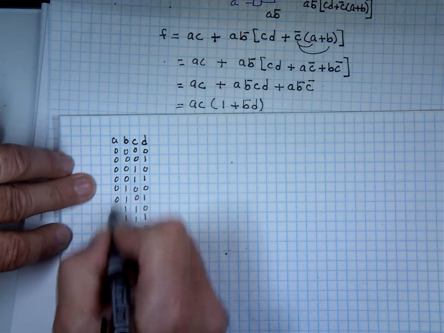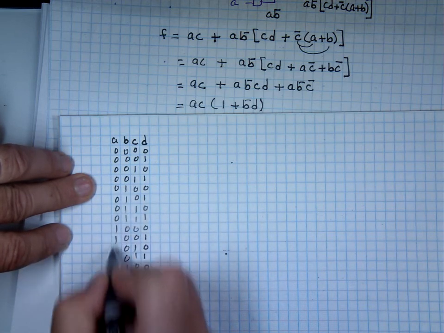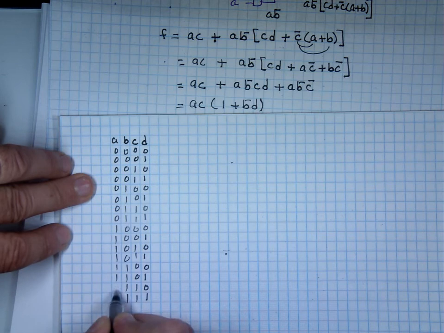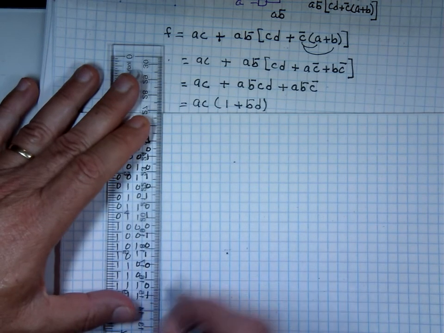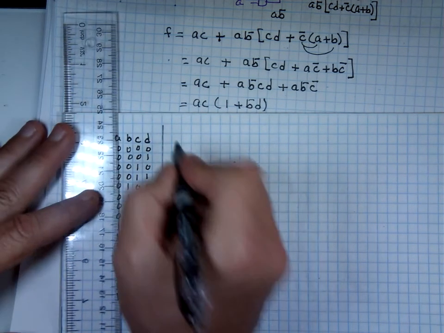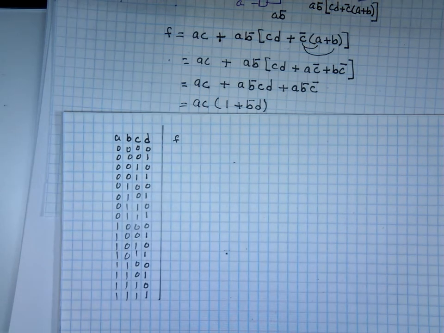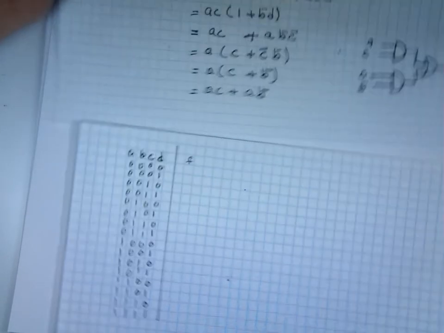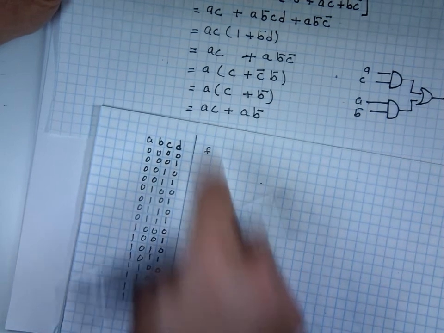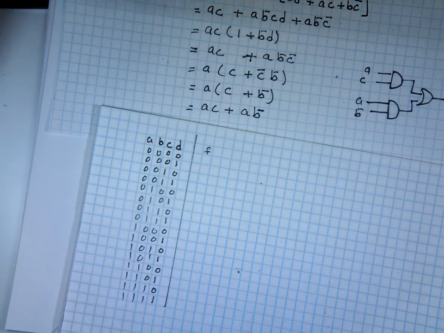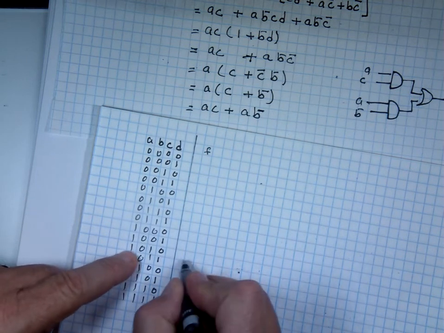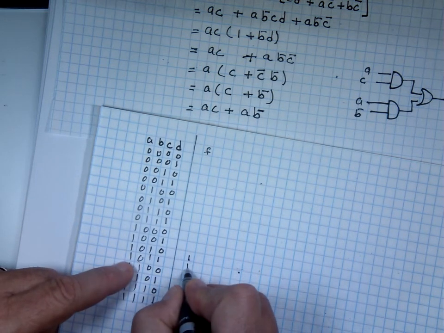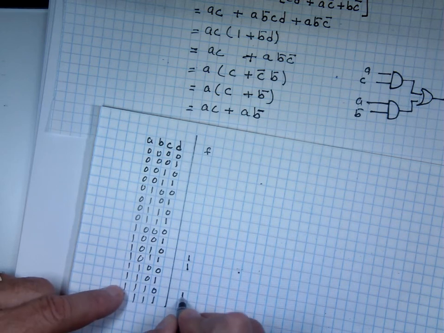I'm almost done. And this one tells you when you're going to have a value of 1. This is F. According to my expression, F is going to be 1 when A is 1 and C is 1. Find out where A is 1, C is 1. Can you see it? 4 of them.